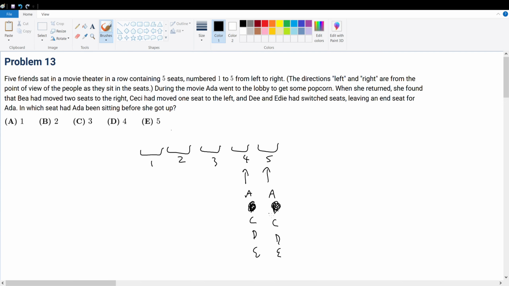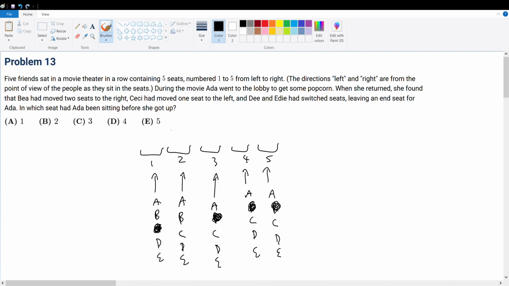Ceci had moved 1 seat to the left. And so this seat, this cannot be where Ceci is sitting, because then she'd not be within the row. Dee and Eddie have switched their seats. So with this, that doesn't really help us. What we do know is that this is going to be the possibilities for the original seating chart. And so which seat had Ada been sitting? But one other criterion is that when she got back, 1 seat was left open. And if Bea were to move 2 seats to the right, Bea can never occupy the 5th seat. So that means this cannot be Bea either.